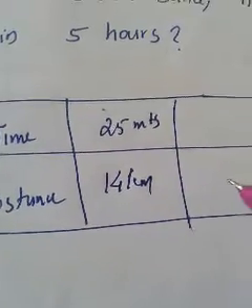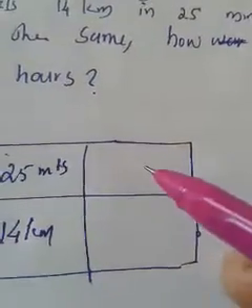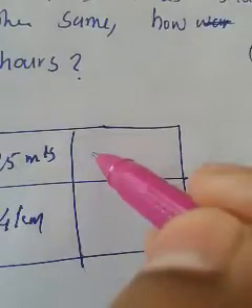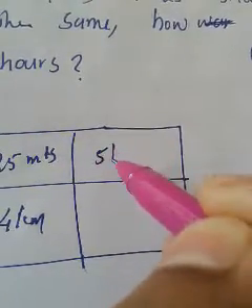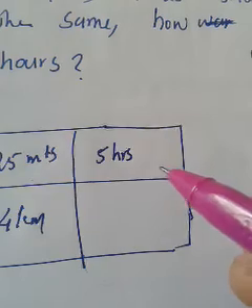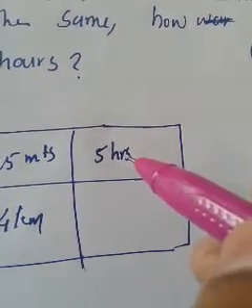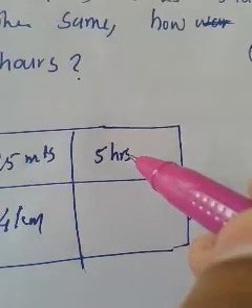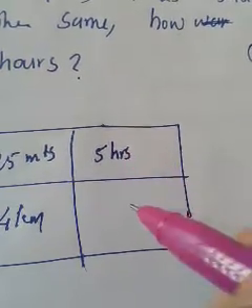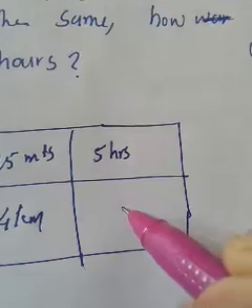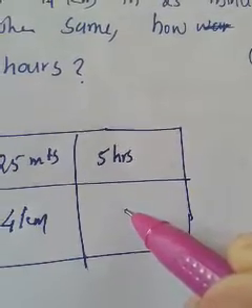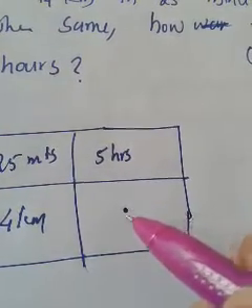Any problem? No. Now just see the next time which is given in the question, which is 5 hours. Clear? So that is the question. In 5 hours how much distance will it travel? Corresponding to 5 hours the distance is not given. We have to calculate that, because the question is asking how far the truck can travel within 5 hours.